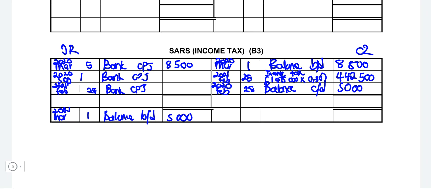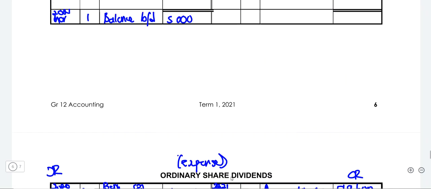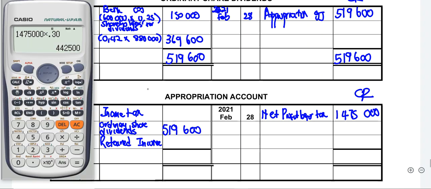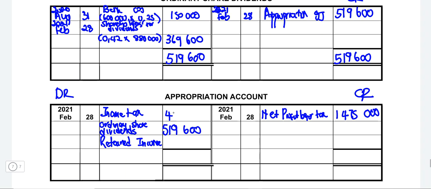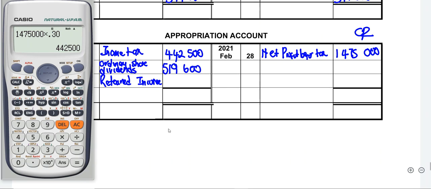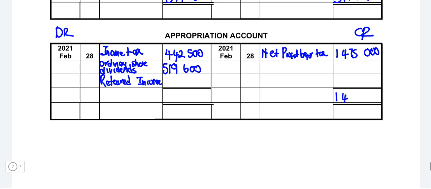Now remember, in appropriation we are saying that appropriation should be debited by income tax, so that income tax will also come this side. Remember, the amount is 442,500, so we'd have that 442,500 this side. Then if you look at this, guys, you can see already that appropriation, the amount that will be taken to our retained income will be our balancing figure, so we can close off appropriation. So we're going to say 1,475,000 this side, 1,475,000 this side.